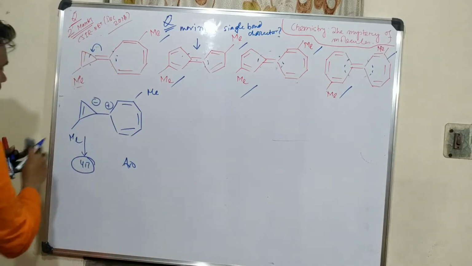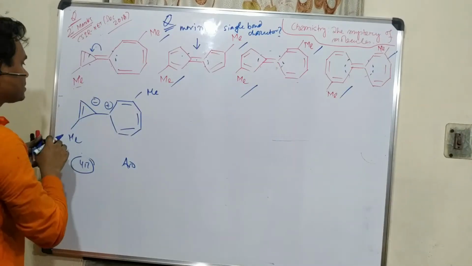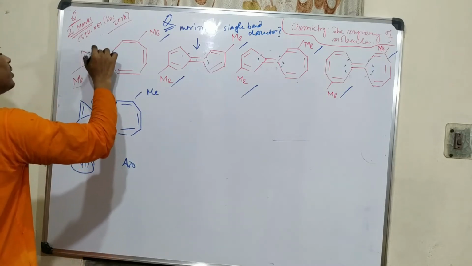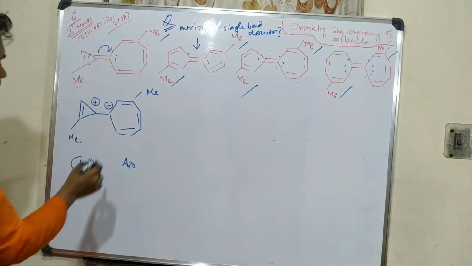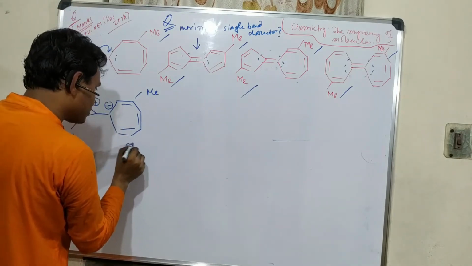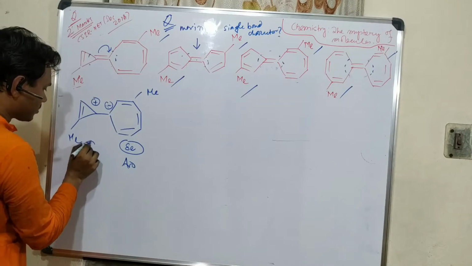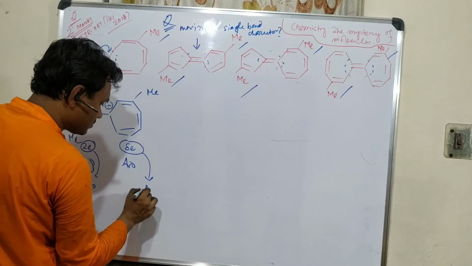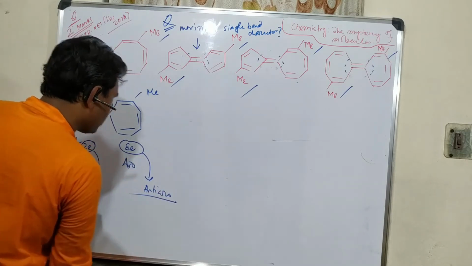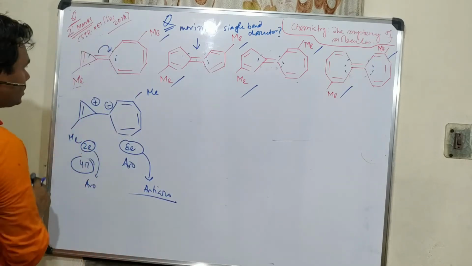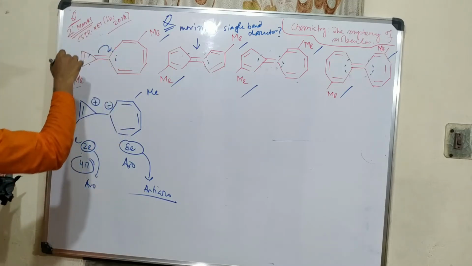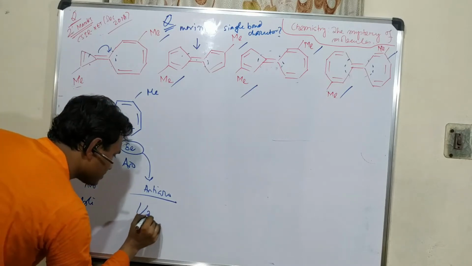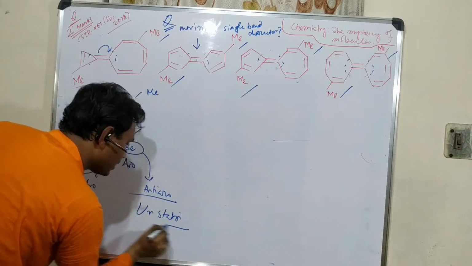If we consider the reverse, the plus charge is here and the negative charge is here. How? This double bond is delocalized in this way. Then here we have 8 pi electrons and here 2 pi electrons. Now this is aromatic and this is anti-aromatic. So the conclusion is, in both cases, one part is stabilized and another is destabilized. Keep this in mind.